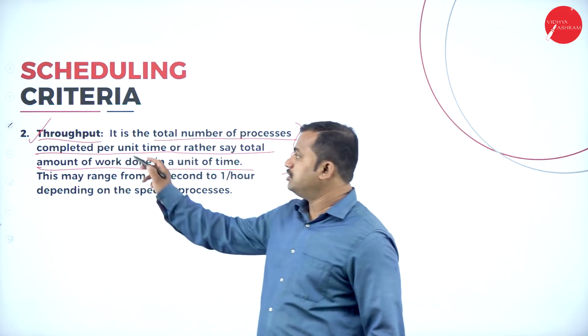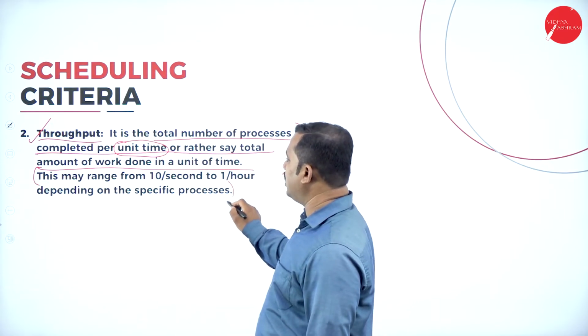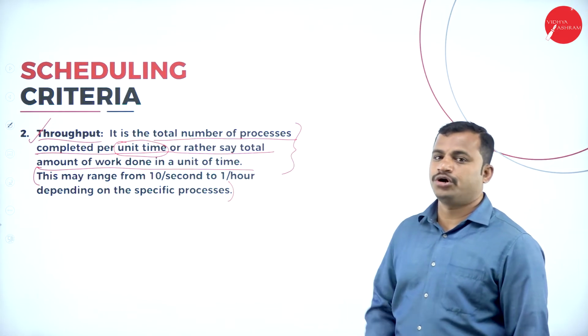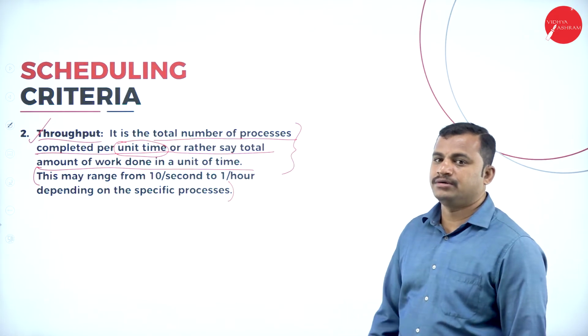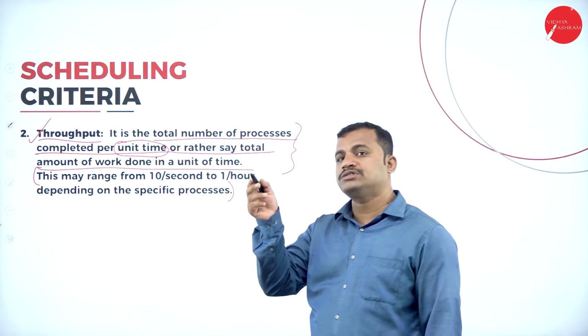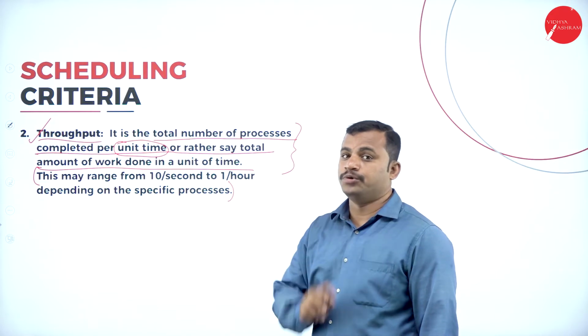Please don't forget to mention the unit time here. This may range from 10 seconds to 1 hour depending on the specific processes. Whether it is a long-term process or a short-term process, it does not matter. The only thing is, the throughput indicates the total number of processes required to be executed in 1 unit time.